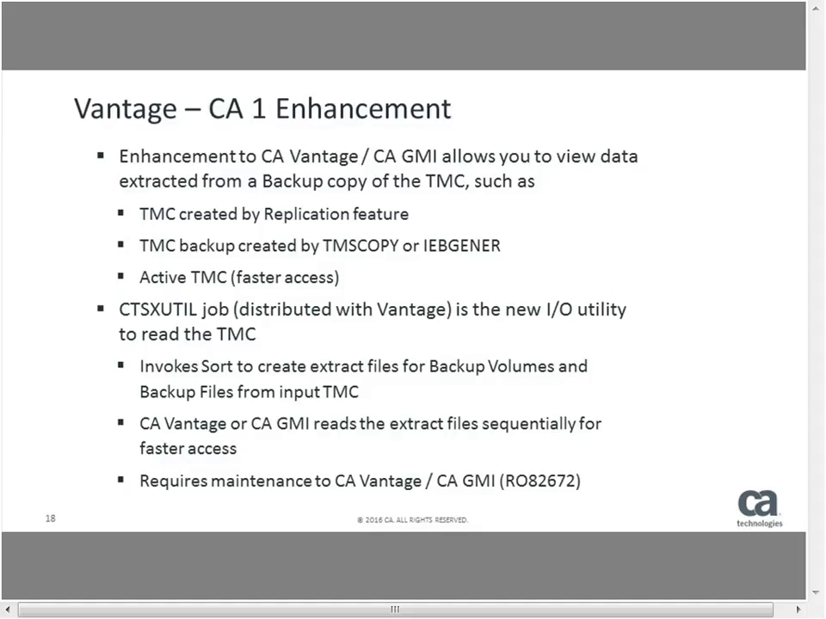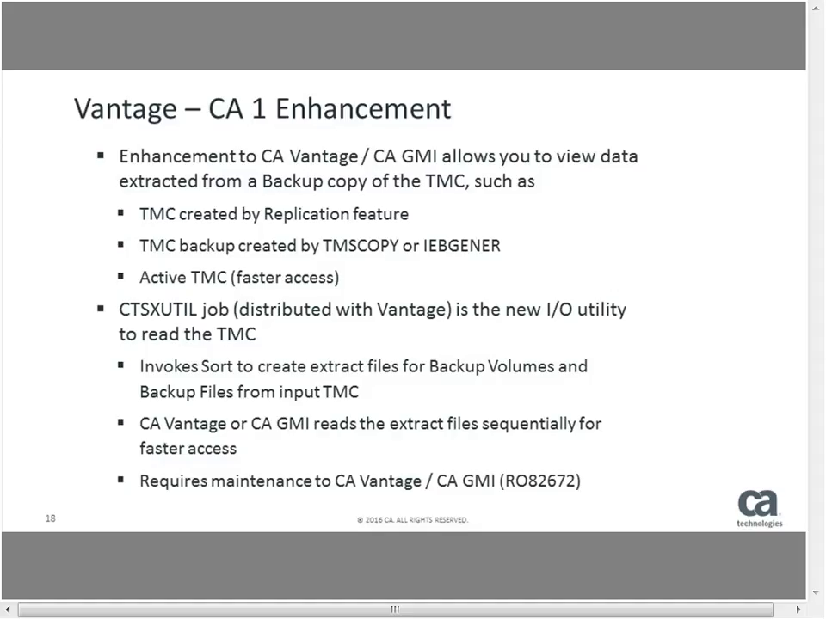You can use this method to access your active TMC, and it'll actually be a faster access to your active TMC than the current disk checkpoint is. This is using Vantage, something called a disk interval file instead of a disk checkpoint. It reads the TMC faster and builds that file faster. So you can have it refreshed more often, and it will be done much faster.